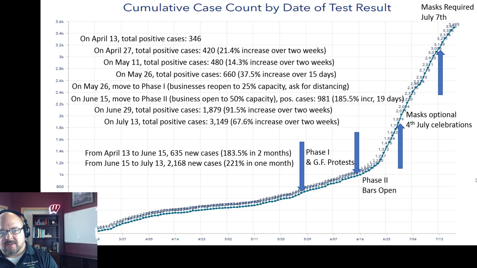As you can see, the number of positive cases on the 15th is 981. This is an 185% increase over 19 days, so about 2.5 weeks. So that's a greater increase than what we had in that first 6 weeks, which I'm considering the baseline. That's when we were kind of staying at home. On the 29th, which is 2 weeks from the 15th, the total positive cases had jumped to 1,879. This is a 91.5% increase over 2 weeks, so over twice what it was during our baseline.